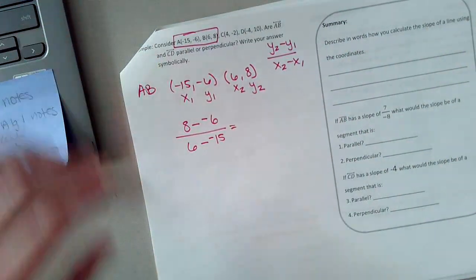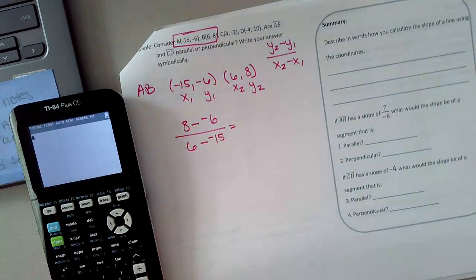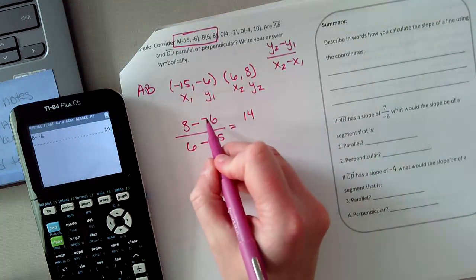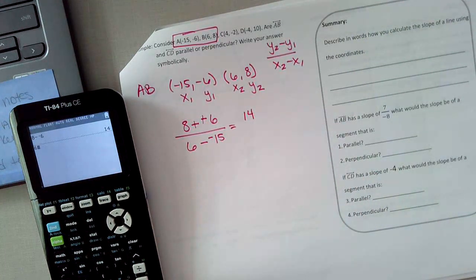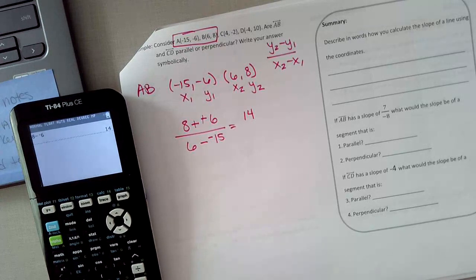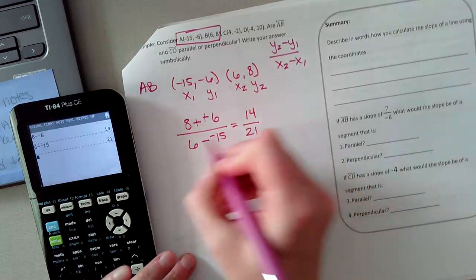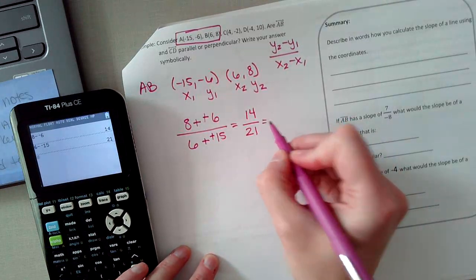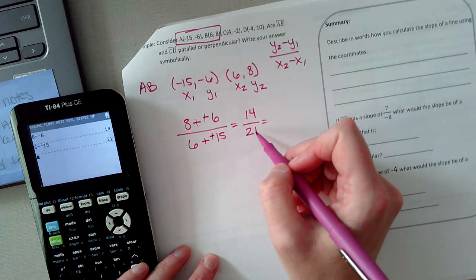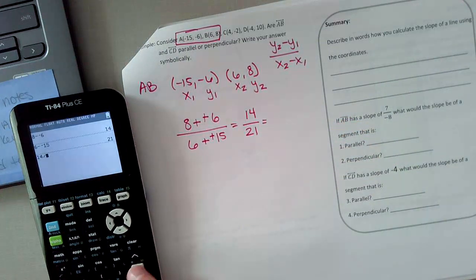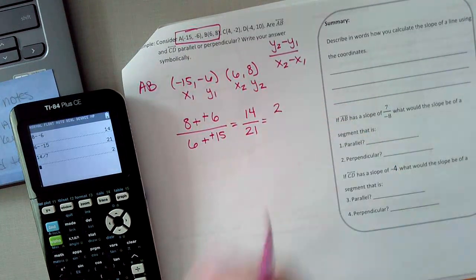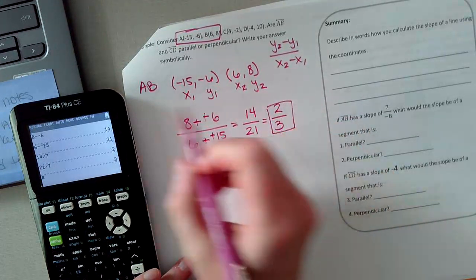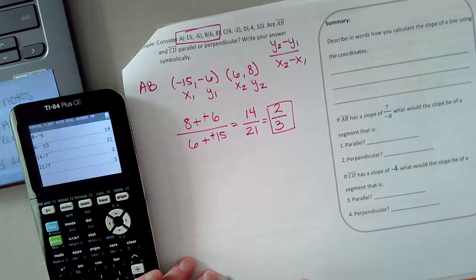And I'm going to use my calculator to figure this out. I'm going to turn this on. 8 minus -6, that comes out to 14. Remember, minus a negative is also like adding a positive. 6 minus -15 comes out to 21. Again, minus negative looks like adding a positive. I need to simplify this. So what number divides into 14 and 21? Well, 14 divided by 7 is 2. 21 divided by 7 is 3. So here is my slope for segment AB, line AB.